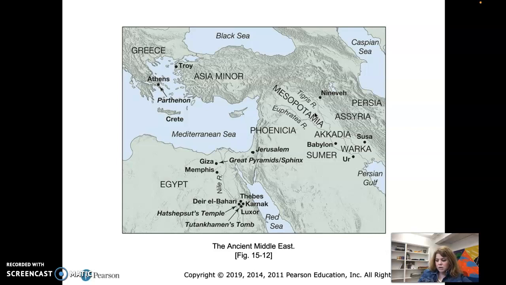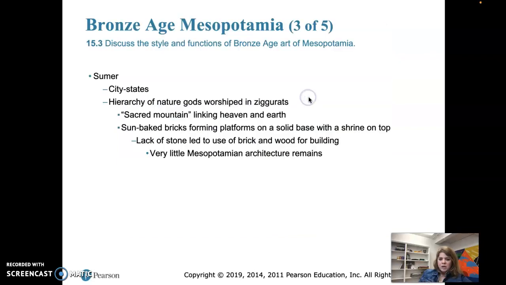So Sumer had city-states and a religion, and basically the state and religion and government, they were all one. There was no separation of church and state in Sumer. And the priests elected the rulers, and the Sumerians worshipped nature gods in temples that sat on platforms called ziggurats. And ziggurats were built in the center of each city-state. And they kind of resemble a stepped pyramid almost.